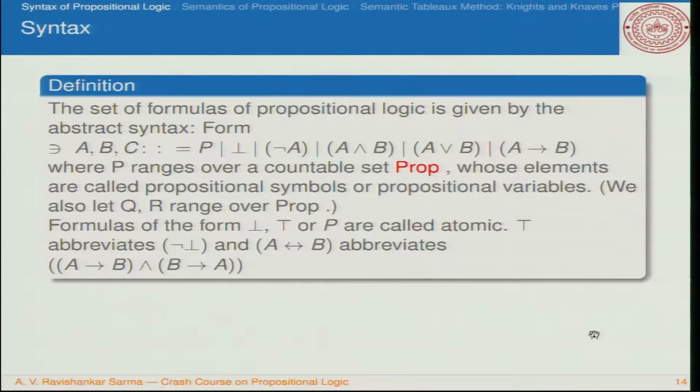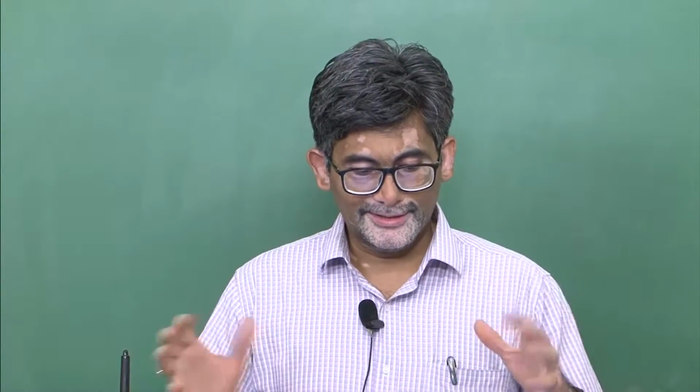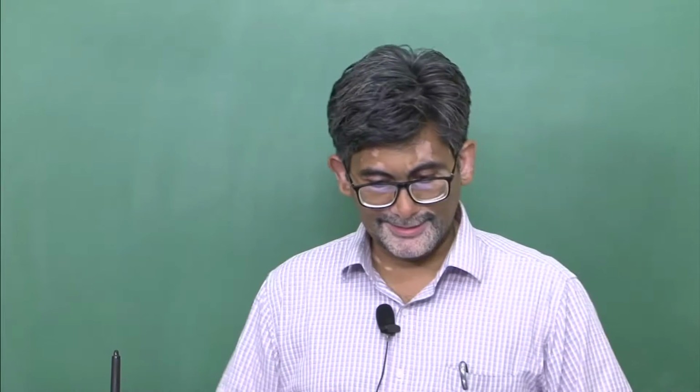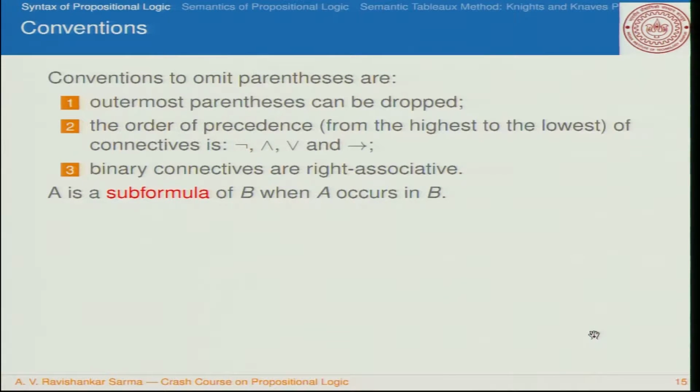So these are the propositions. These propositions combine with the help of logical connectives and form compound propositions. For example, A is an atomic proposition, B is another atomic proposition. These two may combine in various ways and form compound sentences like A if and only if B, which is interpreted as A implies B and B implies A.